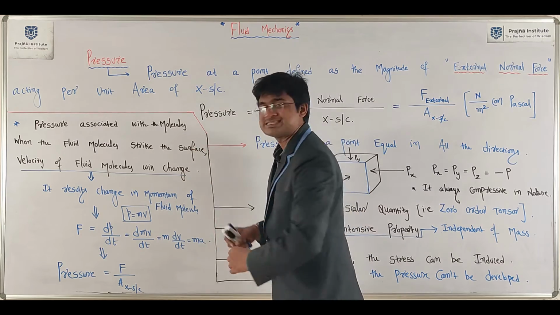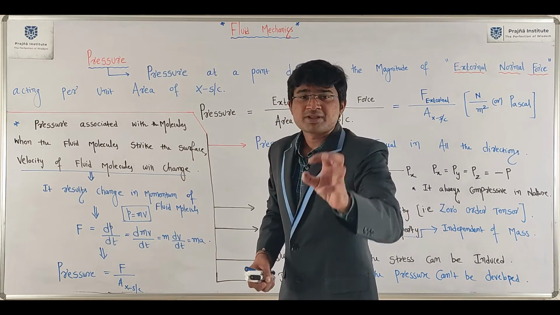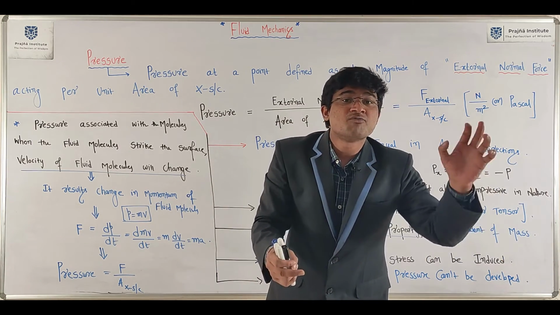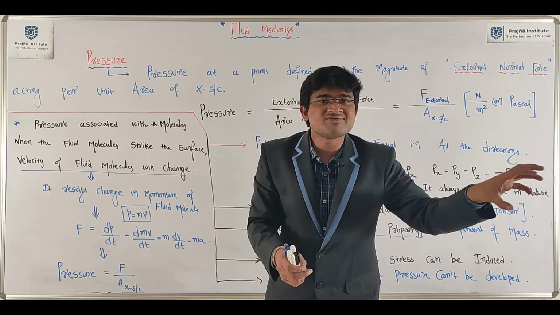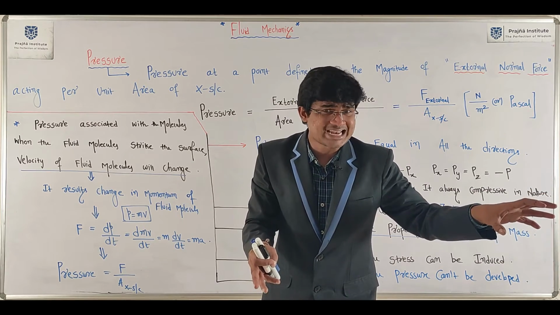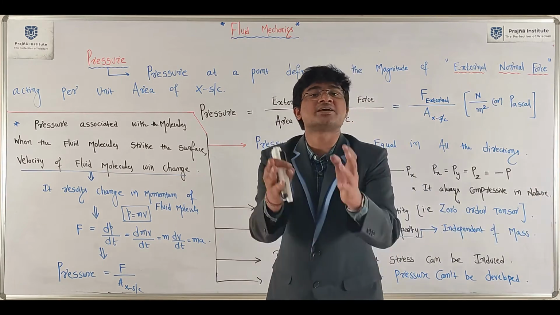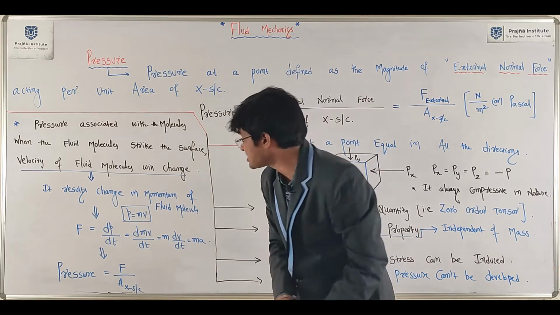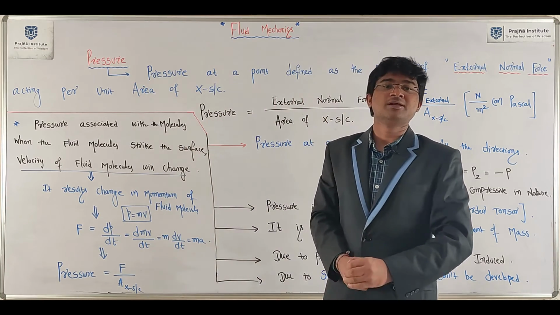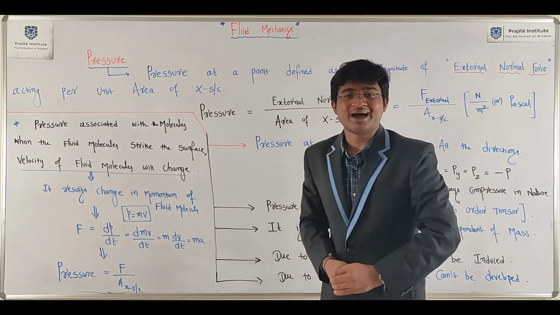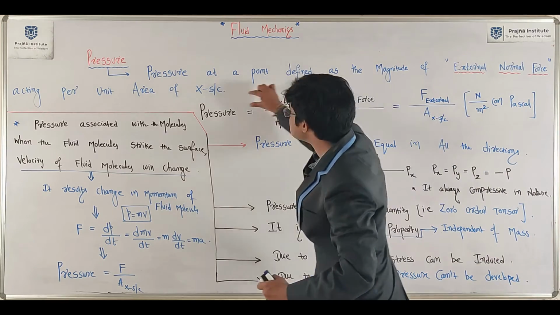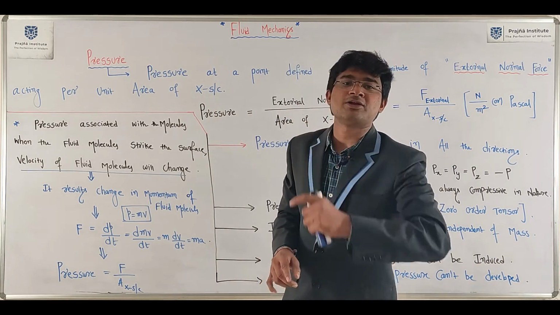I repeat this statement first. Pressure is associated with the molecules. When these molecules strike the surface, the velocity of the molecules will change. Due to the change in velocity of the molecules, of course, a change in momentum comes into the picture. We know that according to Newton's law, the rate of change in momentum is nothing but force. The magnitude of this external force acting per unit area of cross section is called pressure. Okay, now at last the same definition comes, but we are giving a reason for getting this external force. That is why we started from the molecular level.